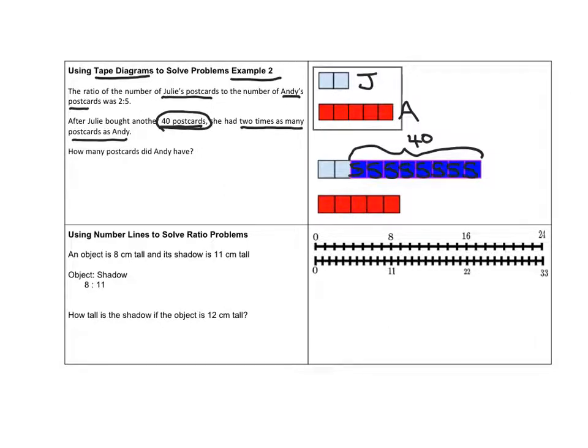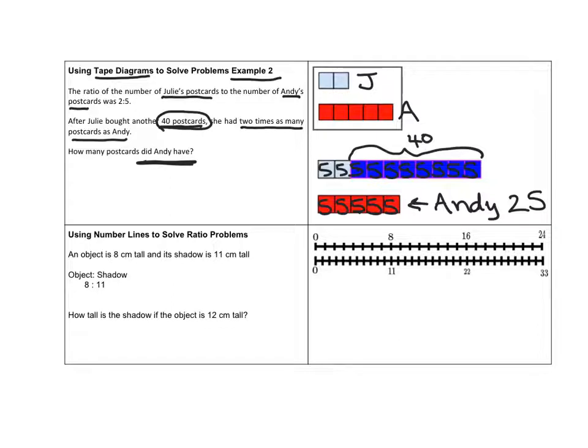If each square is 5, that means all of these squares are 5. And how many postcards did Andy have? Well, if Andy's are the red squares, and each square is 5, then I have 5, 10, 15, 20, 25. So Andy had 25 postcards.